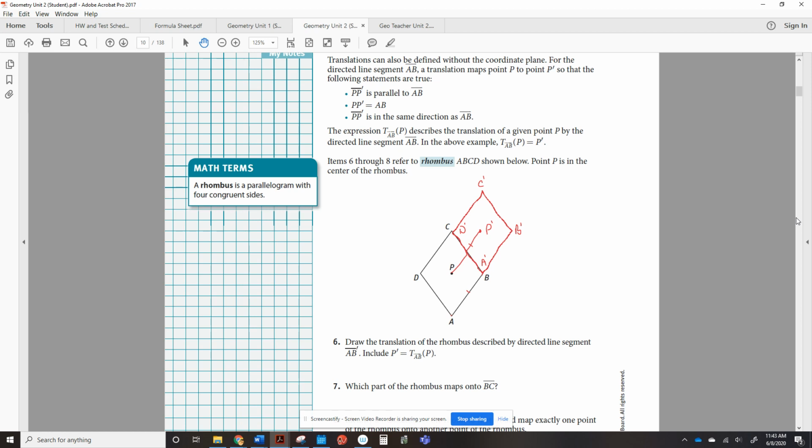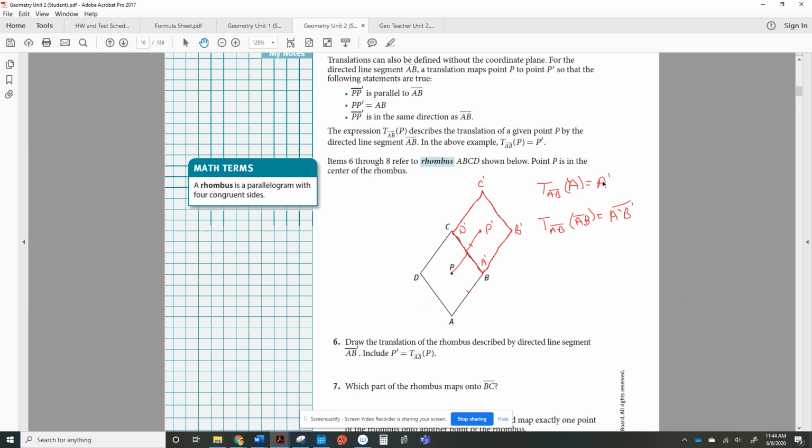So we could also say the translation along A to B moves point A to A prime. And it moved point B to B prime. You can also talk about a line segment. It moved segment AB to, where did it move it to? It moved it to A prime, B prime.